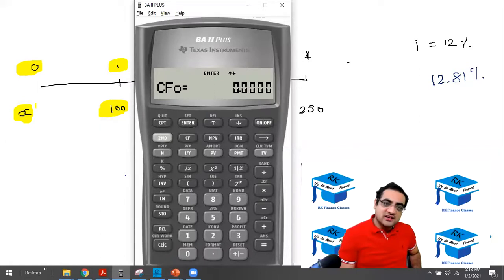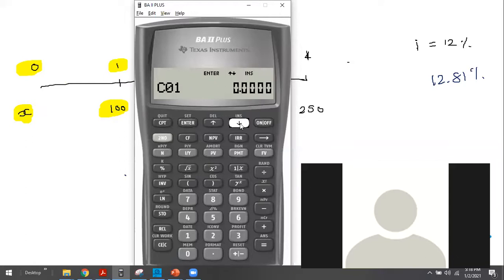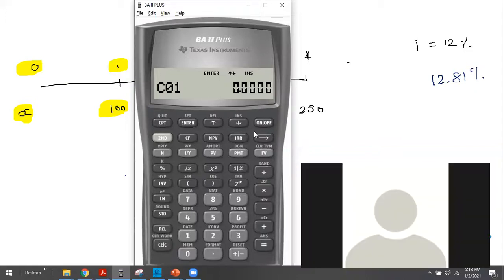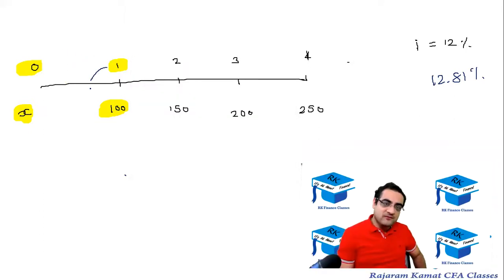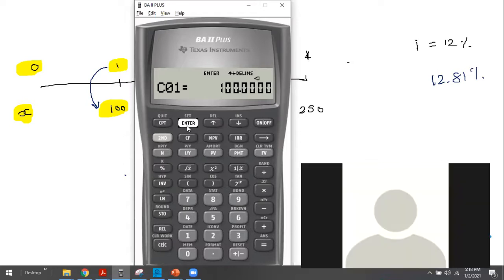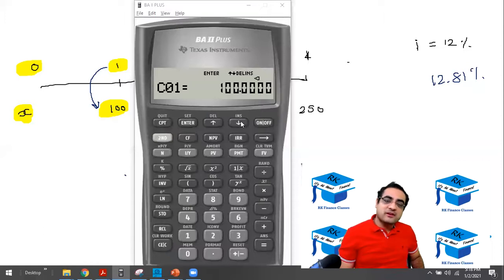Okay, so in the year 0, we don't have any cash flow. It's X for year 0, so I'm not pressing anything for year 0. I'm just scrolling down by pressing this downward key. What can you see on the screen now? C01. Okay, so in the year 1, what cash flow do we have? 100. So press 100 and press enter. Enter is on the first row. Then everyone press the downward key.